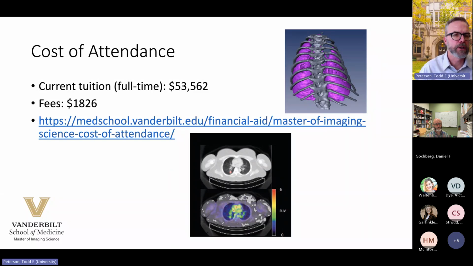So the current cost of attendance, including the fees charged by the university, are listed here, but I'll refer you to the website for the medical school financial aid office that has the up-to-date cost of attendance. At the moment, we don't have any specific financial support within the program itself, but you can work with the financial aid office in the School of Medicine to identify possibilities for financial support.